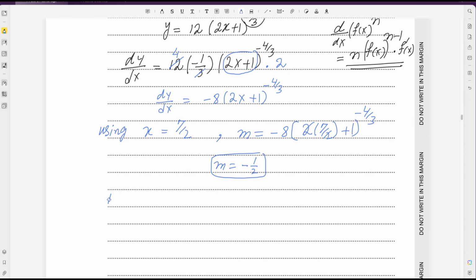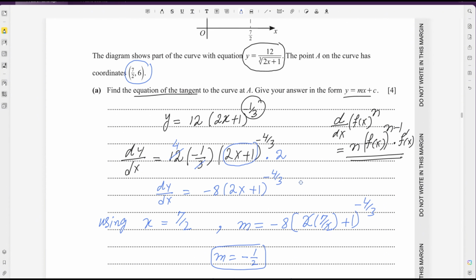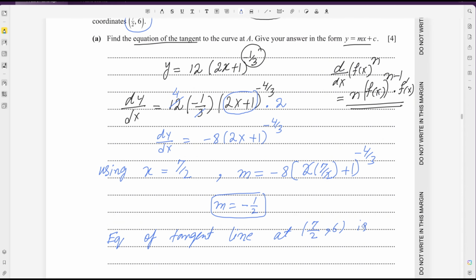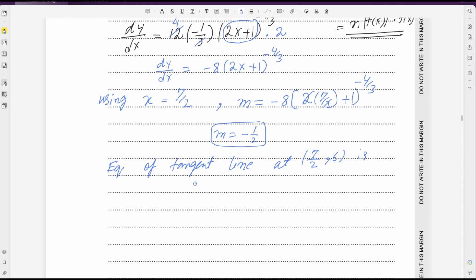Now you need to find the equation of the tangent line at this point. The point is 7 over 2 and 6. This is a standard formula for finding the equation of the tangent line, and you have to memorize it: y minus y1 equals m into x minus x1. Plug in the values. Here x1 is 7 over 2 and y1 is 6, and m we already got. So y minus 6 equals minus 1 over 2 into x minus 7 over 2.